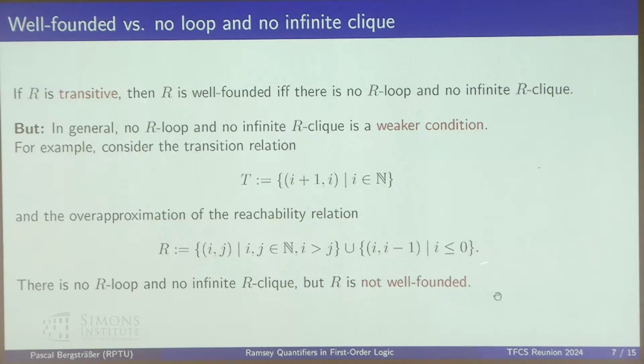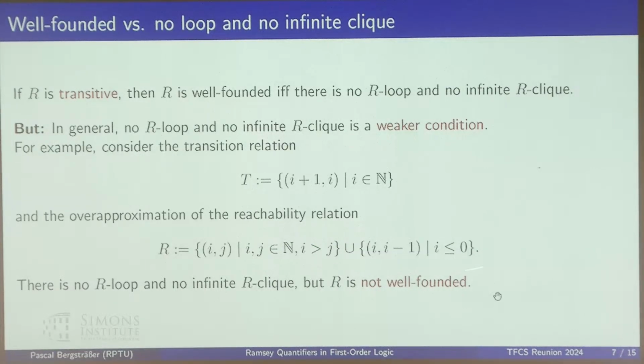And as an over-approximation, we could synthesize some input that gives you this relation here. This is an over-approximation where you just say, okay, I can go from i to j if i is greater than j, for i and j natural numbers. And if I go below 0, I can only make one step. I don't have these transitive edges. So on the left side, I'm transitive, right? But on the right side, I'm not.